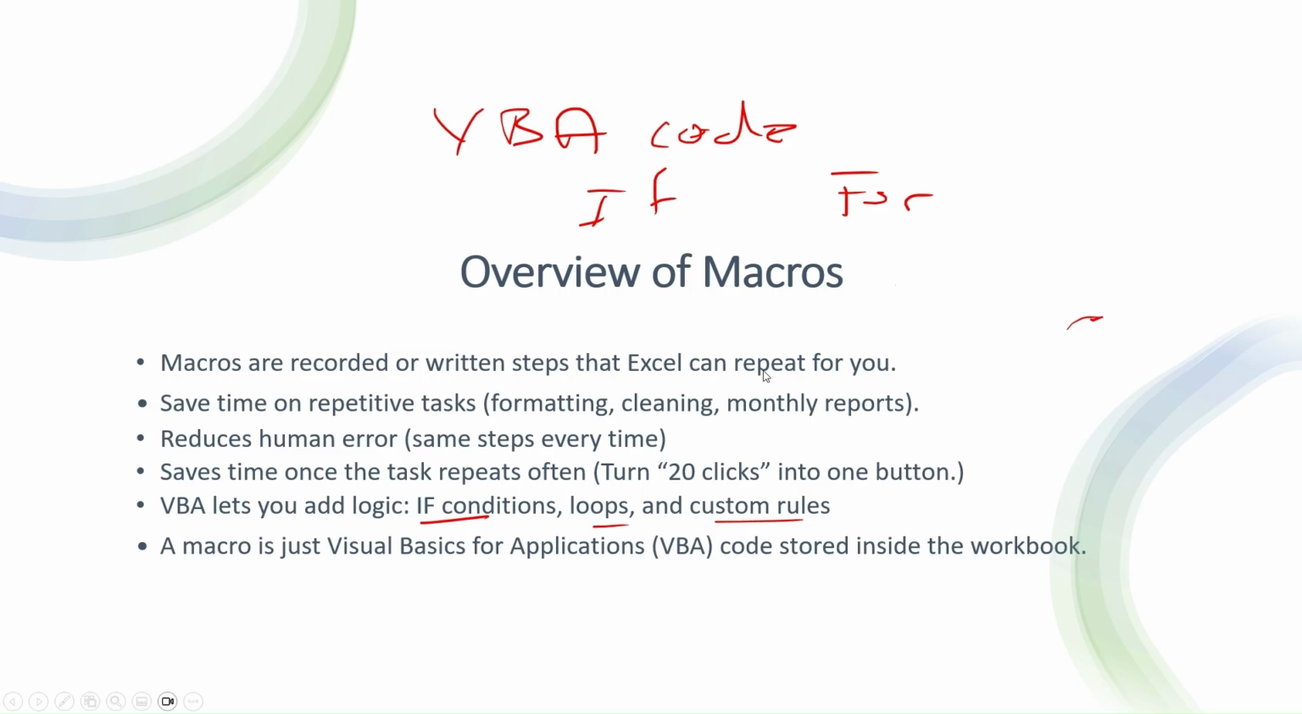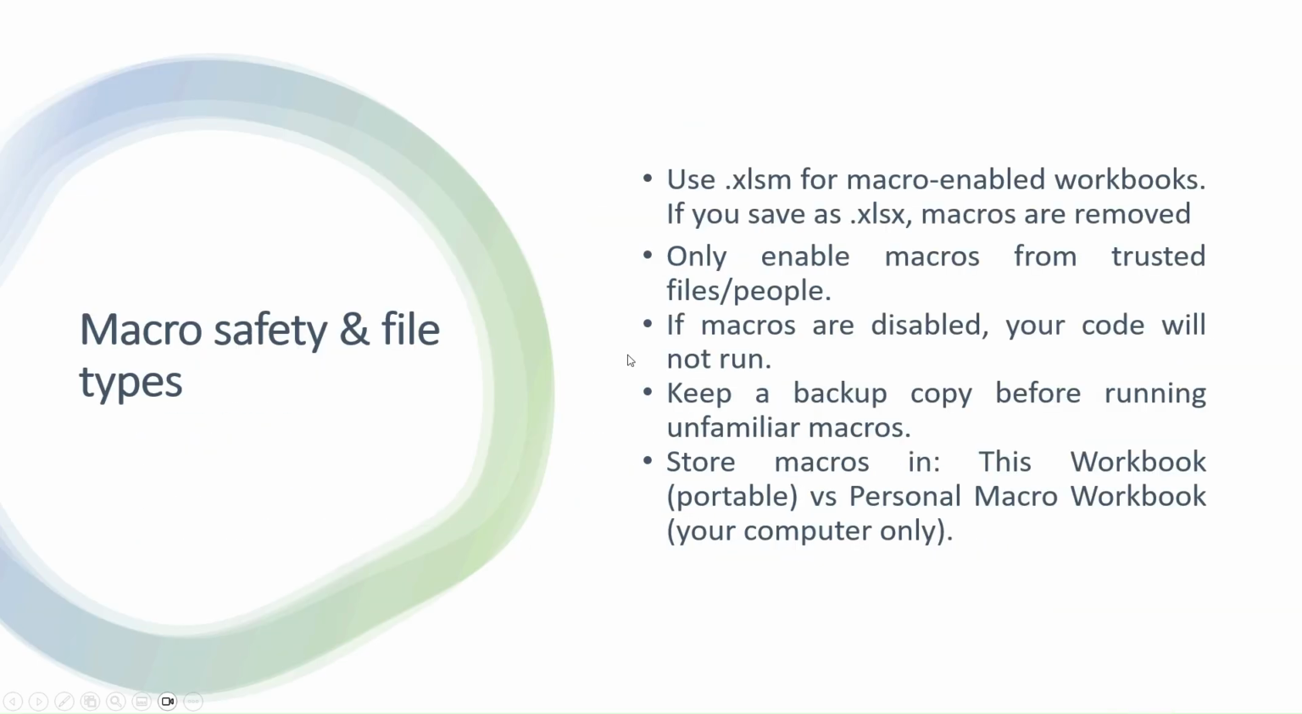But before we start automating anything, we must talk a bit about safety and file types, because macros change files. Now, there are two critical rules that you have to bear in mind when you are talking about macro safety and file types. The first is .xlsm. This is what we call a macro-enabled workbook.